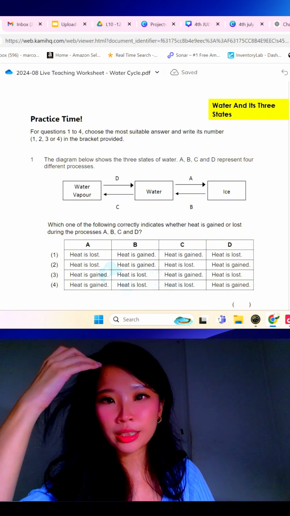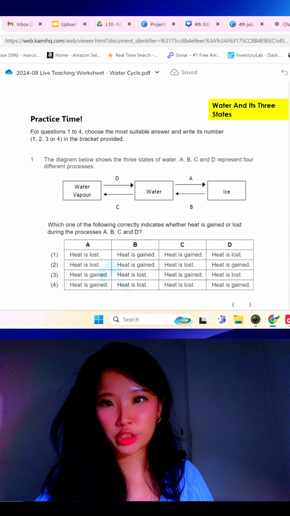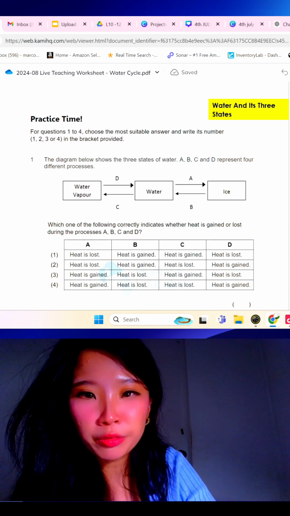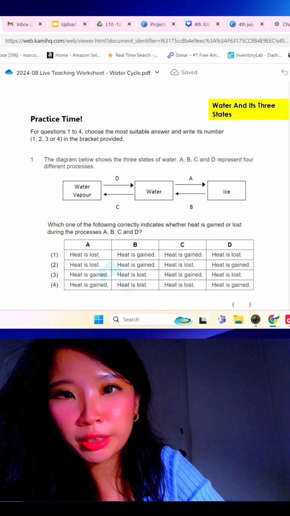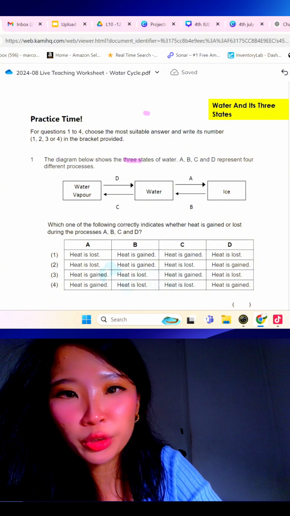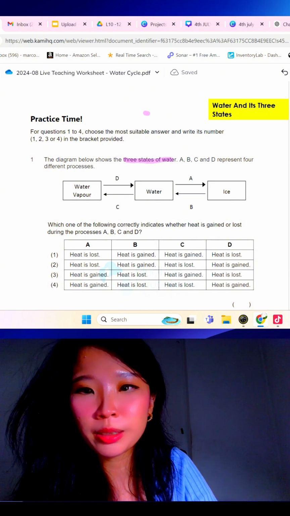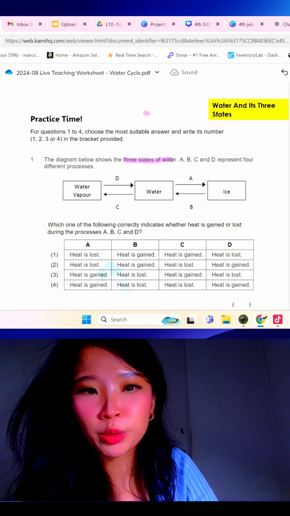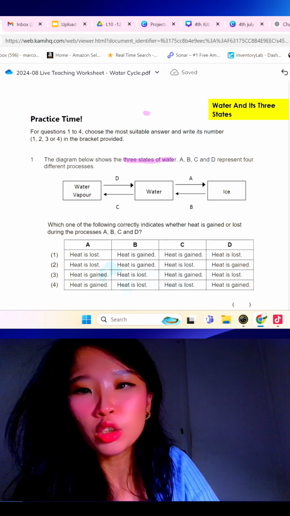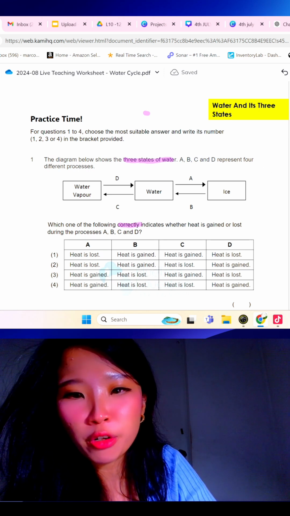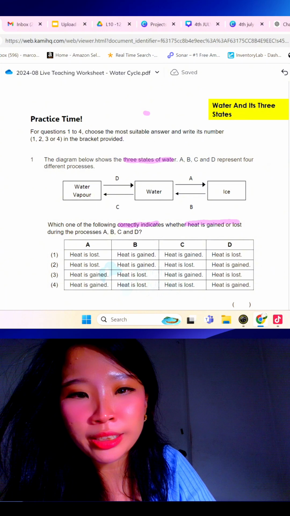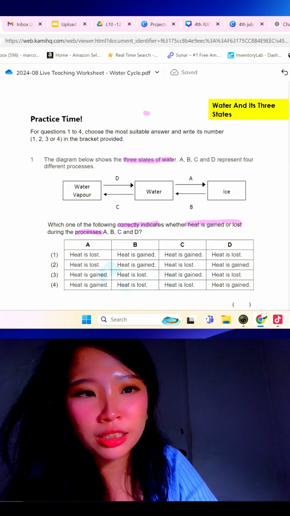So let's start with the first question. The diagram below with three states of water, A, B, C, D, represents four different processes: water vapor, water, and ice. Which one of the following correctly indicates whether heat is gained or lost during the processes?